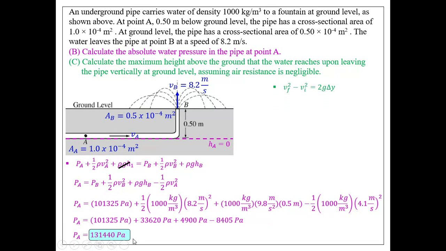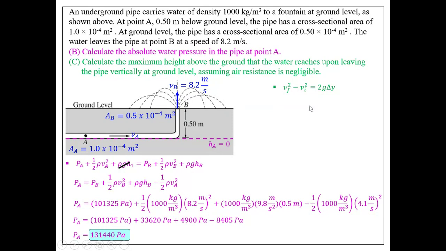All right, here is part C. It asks us to find the maximum height above the ground that the water reaches. So here's the fountain. It's going to shoot up with a speed of 8.2 meters per second, and we want to find H max. At this point, I'm going to use kinematics. You can use conservation of energy if you want. If you want, you can set up KE initially here at point B. That must equal the potential energy when it reaches this maximum height.